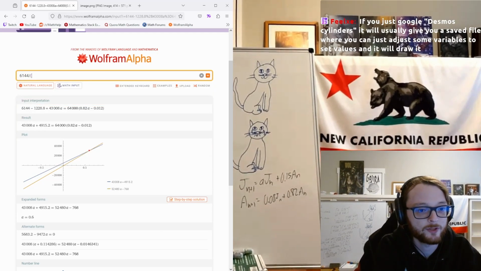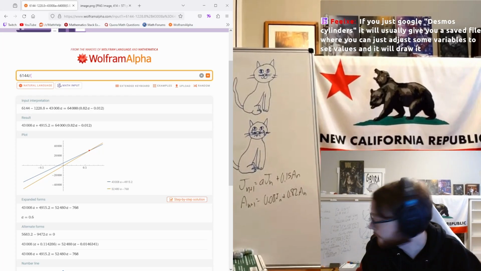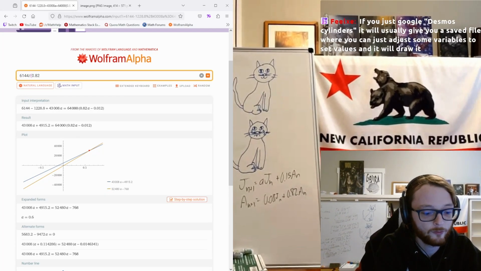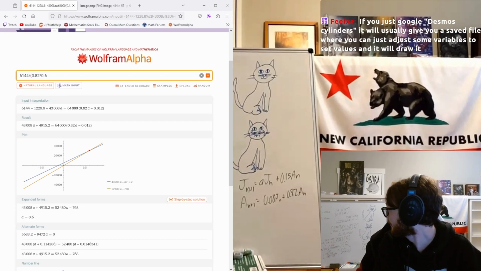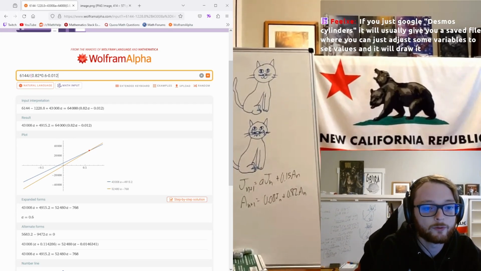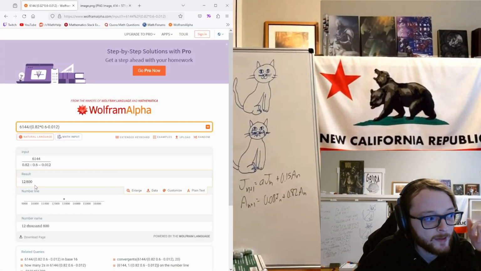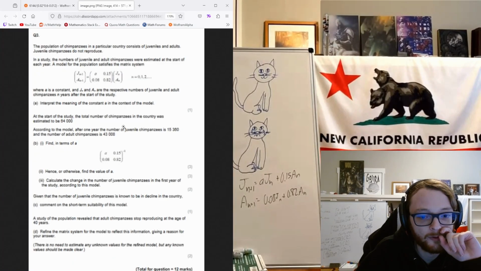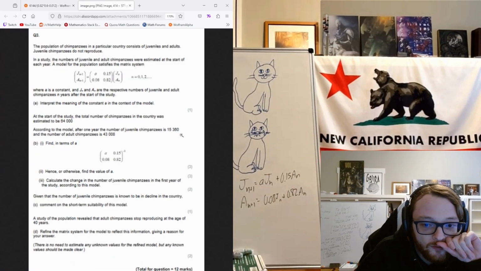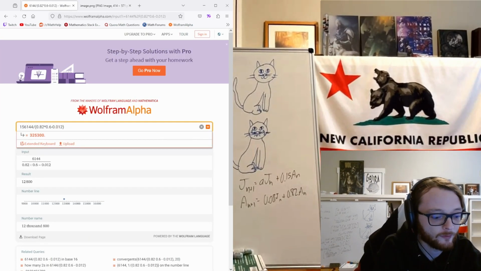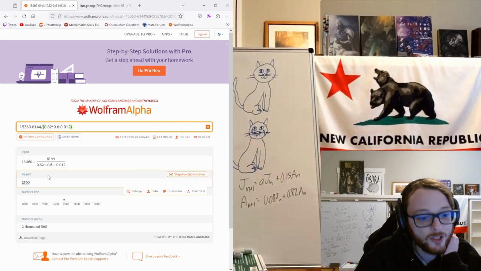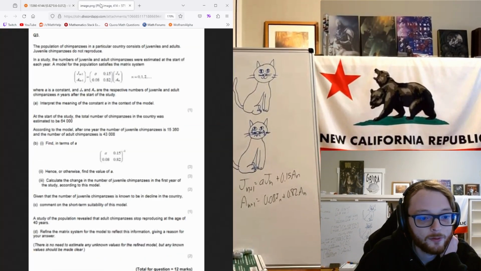So I'm going to type in one of the equations I drew on the board. I know that you guys can't see it though, but just trust me. 0.82 times 0.6 was our A, minus 0.0012. So J sub n is 12,800. J sub n plus 1 is 15,360. So we need 15,360 minus this. So the change in chimpanzees is 2560 for B part 3. 2560 is correct. Awesome.